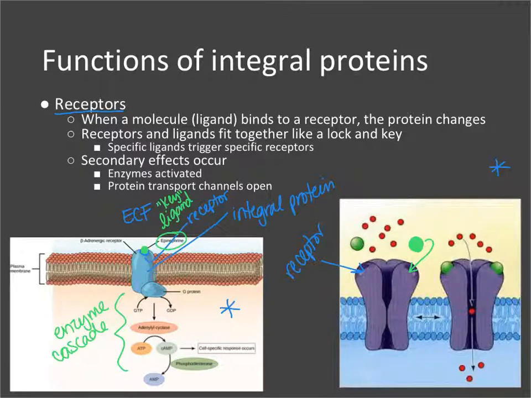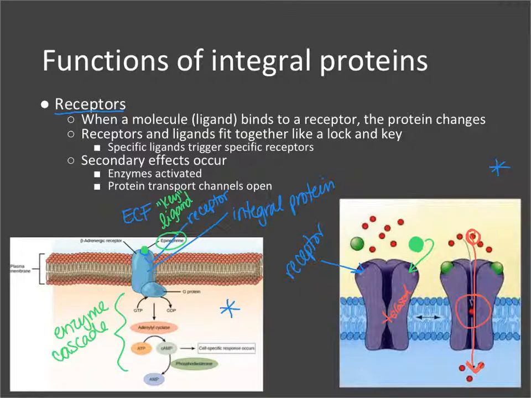What it does is it opens this channel. So you can see here that this channel is closed. But once this binds, that channel opens up. And once that channel opens up, it allows something else to cross through the transport protein. So it's kind of like opening a door or a hallway so that something can make it into the cell.